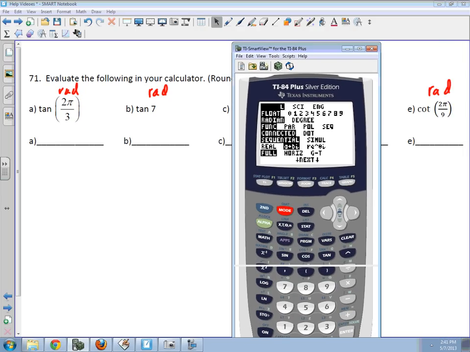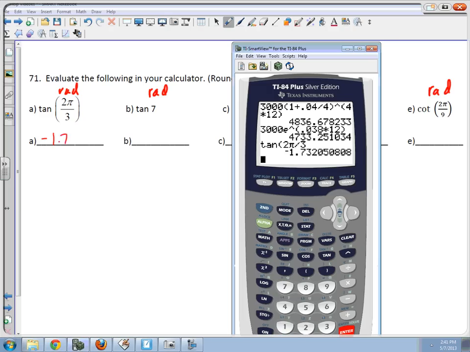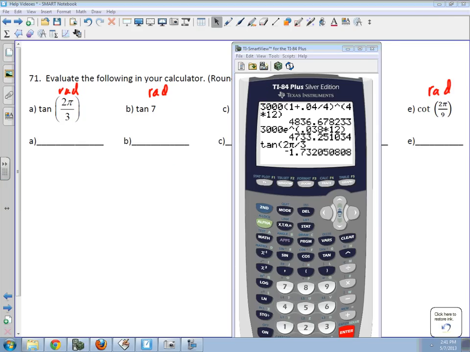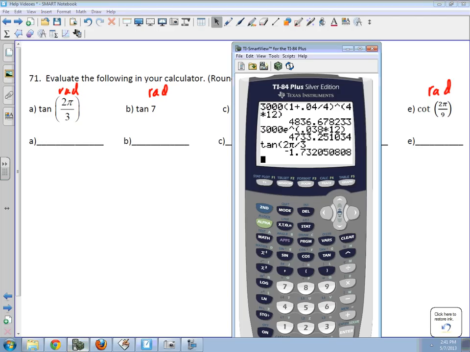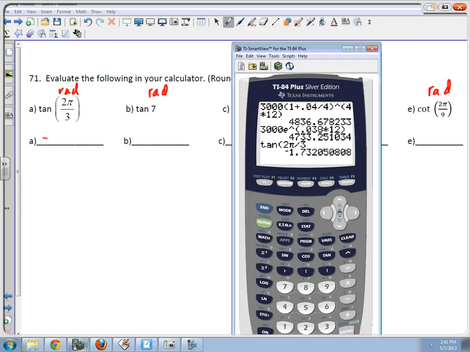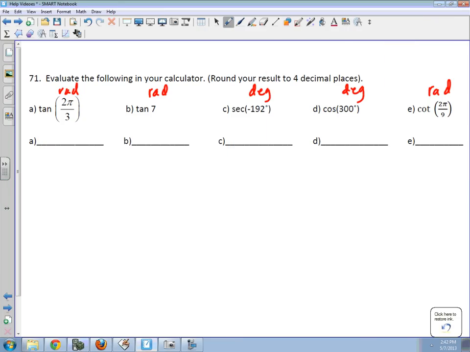So tan of 2 pi over 3. Simply hit tan 2 pi over 3. Enter. So it's negative 1.732. What did it say? Round to 4 decimals, so I'll give you 4 decimals for that one. So negative 1.7321.